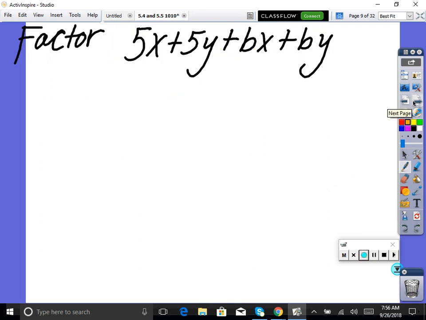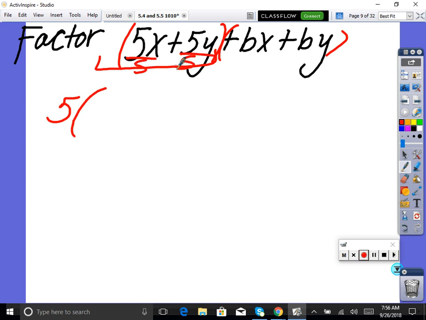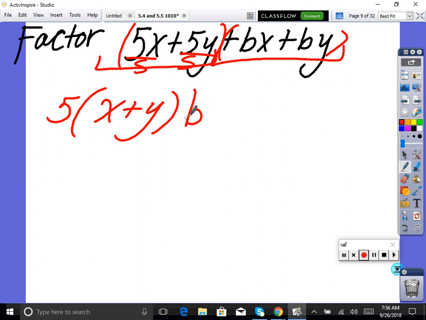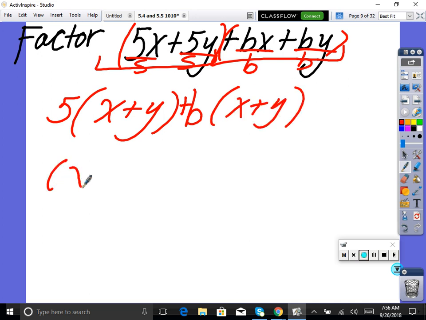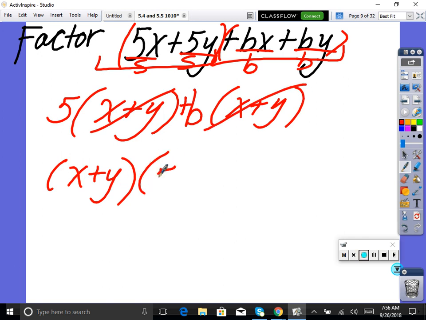Okay, looking at this one. You'd say there's no greatest common factor, but there is 4 terms. So I try factoring by grouping. What would I pull out here? 5, divide by 5, divide by 5. So left is x plus y. Pull out a b, a positive b, so divide by b, divide by b. So left is x plus y. It's the same, so I can pull it out. Pull out x plus y. It divides out, leaving me with 5 plus b. Does everybody feel good? Same steps every time.